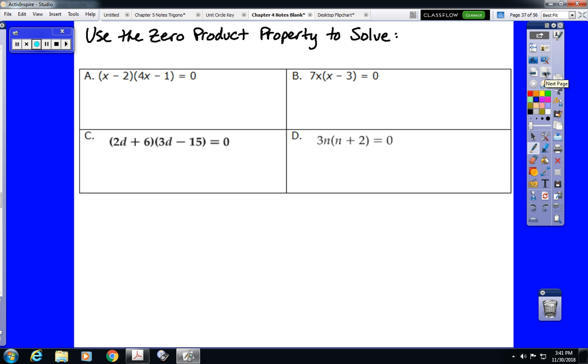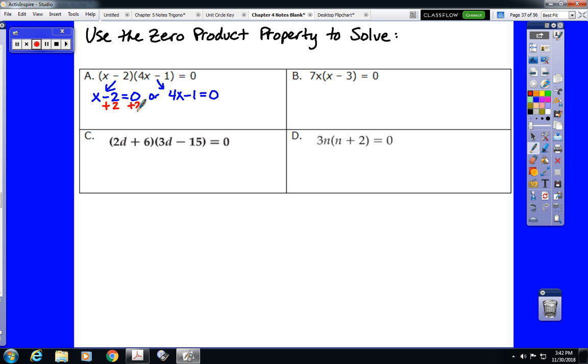So for instance, here on letter A, we have two sets of parentheses that are being multiplied together to equal 0. This means that one of those two sets of parentheses has to equal 0. So when we use the zero product property, what we're doing is taking each of these factors and setting them equal to 0. So our solutions come from either x minus 2 equals 0 or 4x minus 1 equals 0. We would then go and solve each of these two equations the way we always have in algebra class.